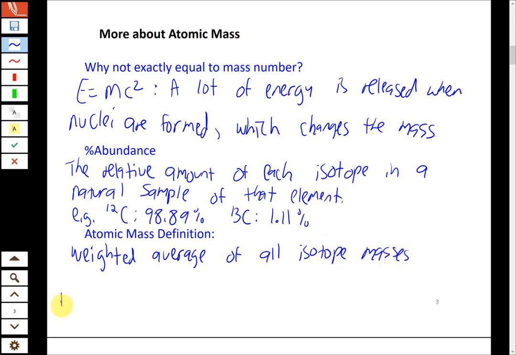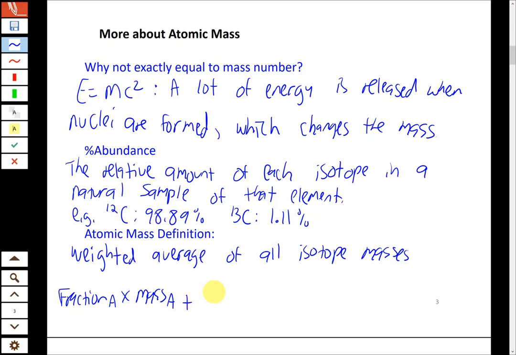So the way you calculate it is you take the fractional abundance of one isotope, which I'll call A, multiplied by its mass. So again, fraction is just percent divided by 100. So you take these percentages, which is how they're normally reported, and divide it by 100 to get it into a ratio or a fraction.